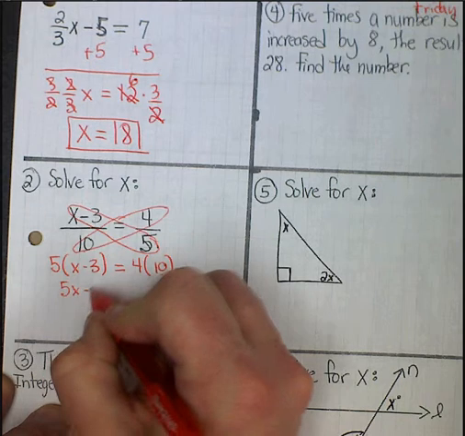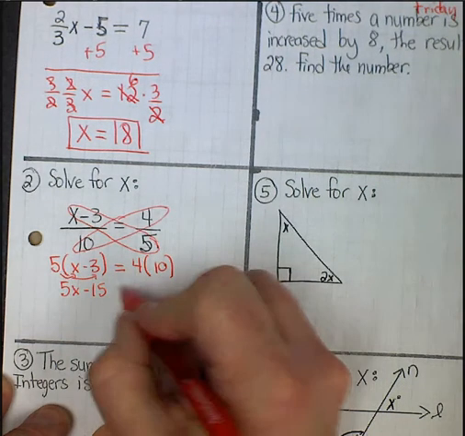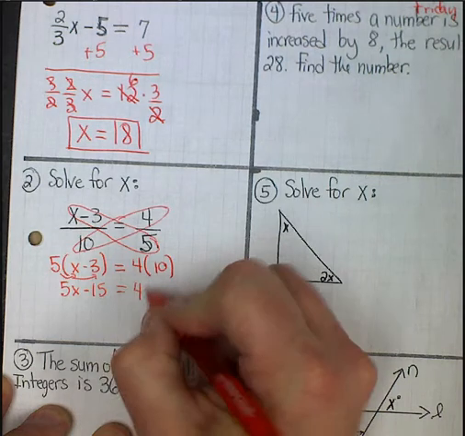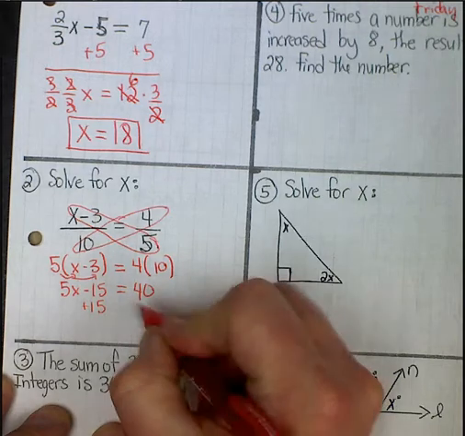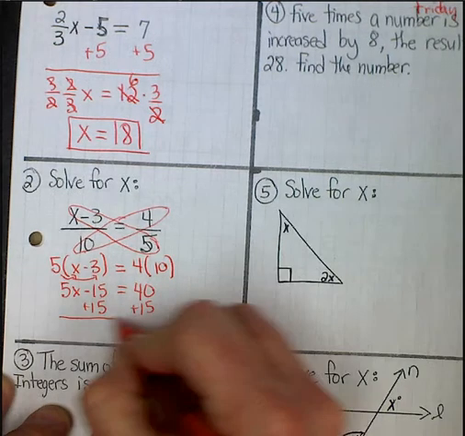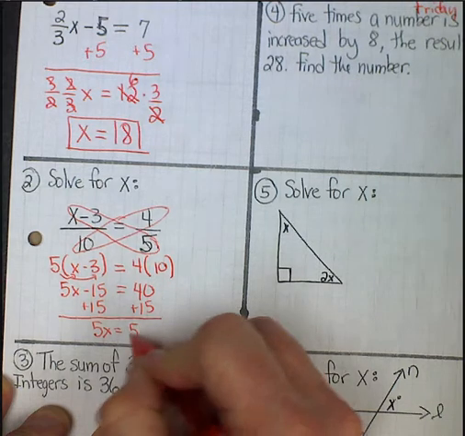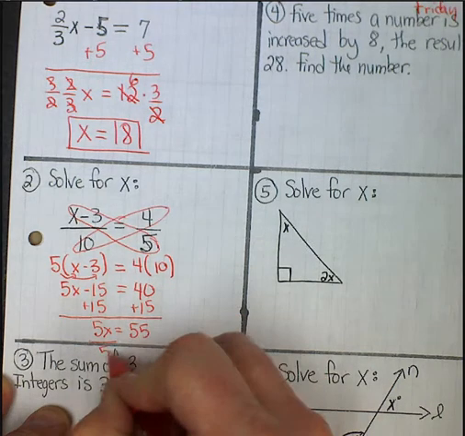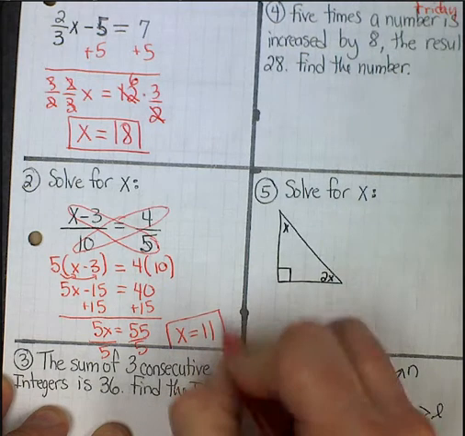I need to simplify both sides of the equation before I begin to solve. I distribute the 5 through. That's 5 times x and 5 times 3. And then 4 times 10 is 40. Both sides of my equation are simplified, so now I begin to move things away from x. I'm going to get 5x is equal to 40 and 15 is 55. And I divide by 5. I get x is equal to 11.